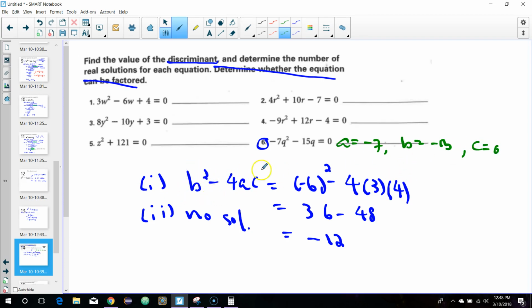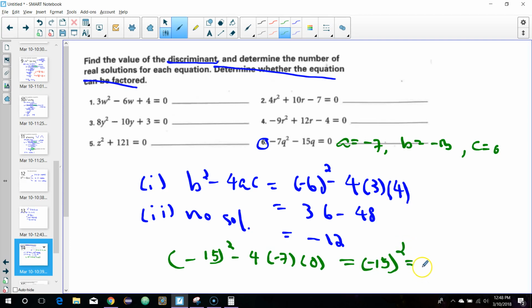So my discriminant is going to be negative 15 squared. That's going to be a big number though. Minus 4 times my negative 7 times 0. Oh well, that's not too bad, because this is going to go into 0, so I have just negative 15 squared. Negative 15 squared is just going to be 15 squared, which is 225, I think. So in this scenario, it's greater than 0, so for that one, we'll have 2 solutions.